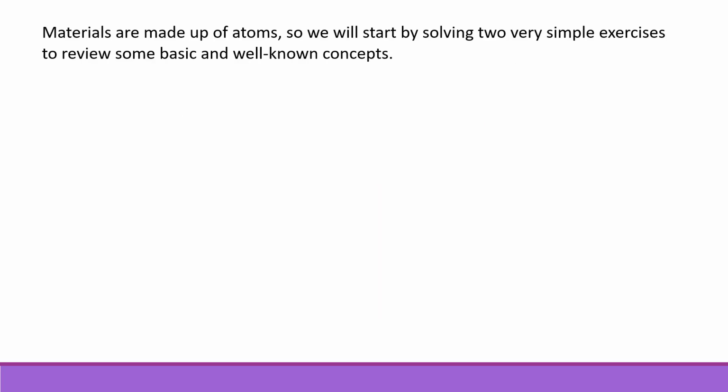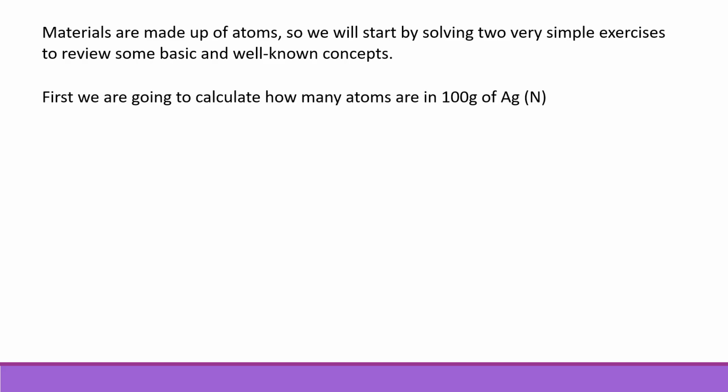Of course, materials are made up of atoms, you know. Then we will start by solving two very simple exercises to review some very basic, well-known concepts that all of you surely know. First, we are going to calculate how many atoms are in 100 grams of silver.